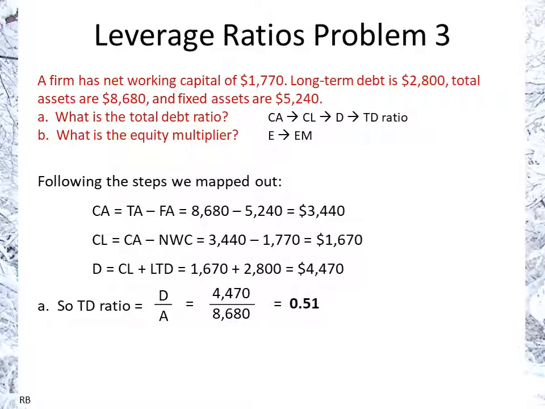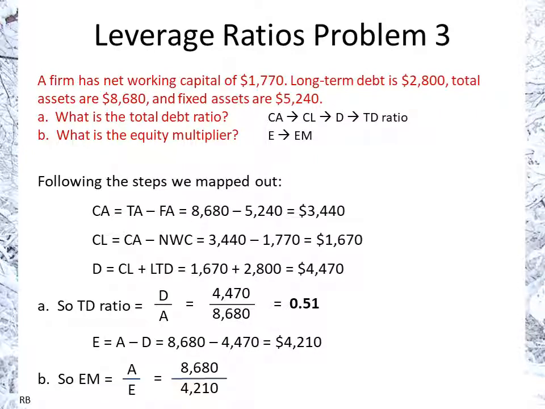0.51 or 51%. Now the equity is going to be the assets minus the total liabilities, which is 4,470, so we have 4,210. And now the equity multiplier will be the 8,680 divided by the 4,210, or 2.06. And there we have it.